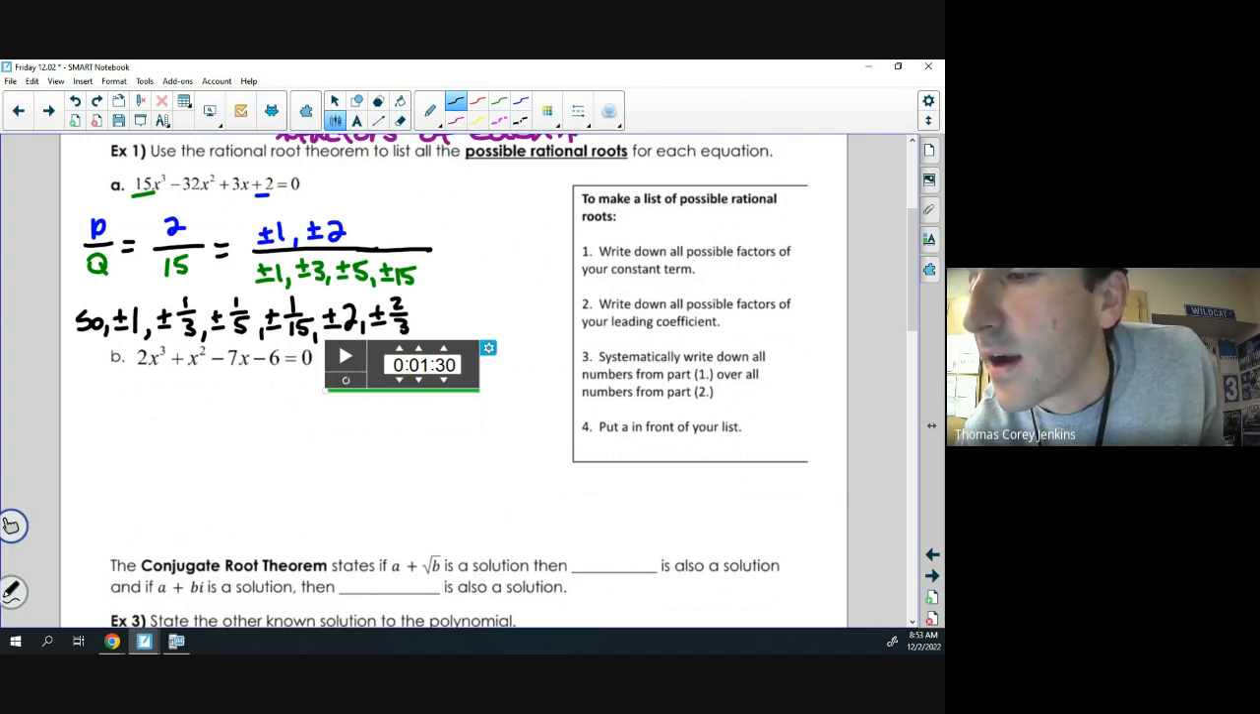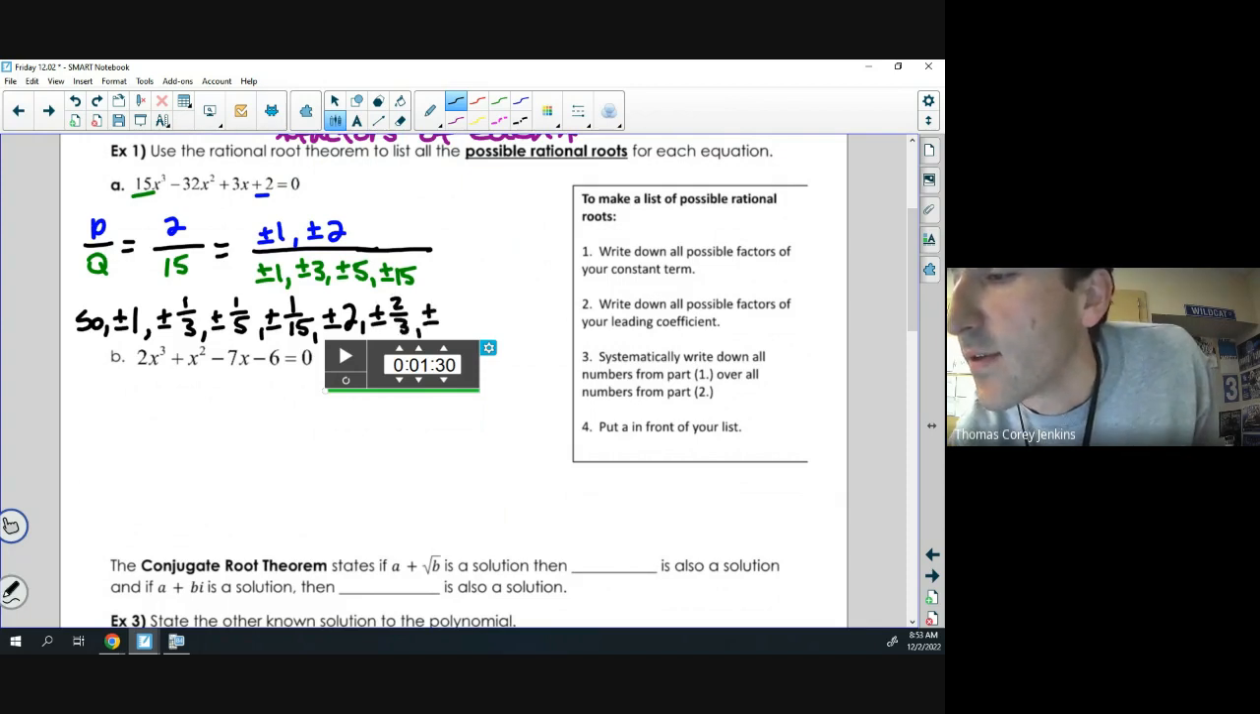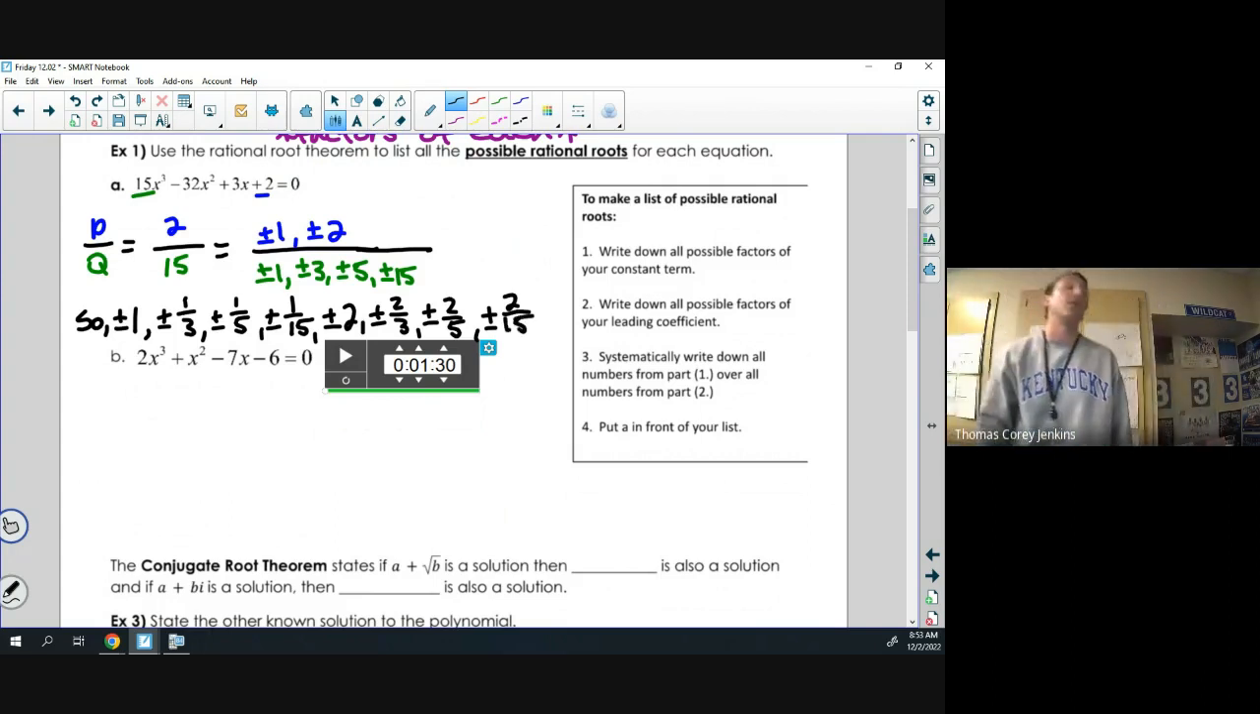Then we have 2/3, 2/5, and 2/15. A lot of times you'll have repeats within your fractions. In this case, we don't, right? We have 2 factors in the numerator, 4 in the denominator. So if we use the counting principle, it makes sense that if we counted those, we would have 8 factors, right? If you counted all of what we just listed, that's 8, really 16 because you double that. But those are all the possible rational roots.